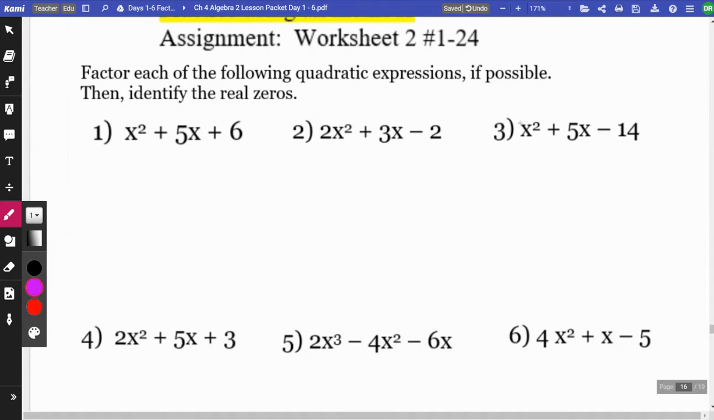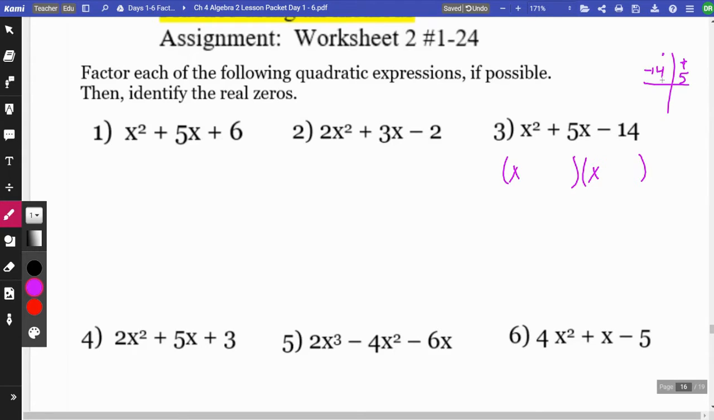Notice this guy? There's no number out front, so I don't need to do the whole A times C thing. I can go straight to, hey, I know that the two terms are going to start with an X out front. And with that, I just think of two numbers that multiply to be negative 14 and add to be 5. So we can write that down. It's negative 14 multiplied, and adds to be 5.